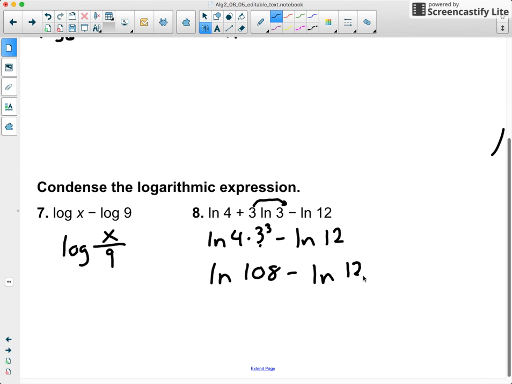All right, we're not finished yet, because when I see this subtraction, I'm really thinking, hey, that's division. I can write it as the natural log of 108 divided by 12, or the natural log of 9.